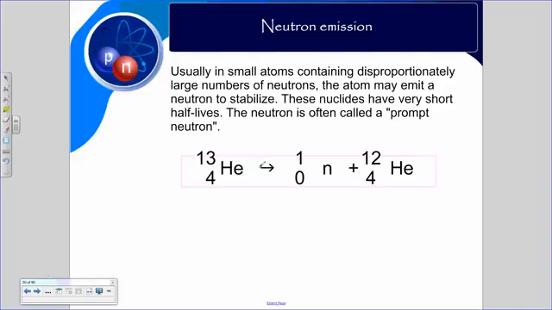Simple neutron emission simply means a neutron is ejected from the nucleus. This is very, very unlikely an earthly phenomenon. This is something that happens in very rare scenarios when you have an overabundance of neutrons, that this atom can simply eject a neutron to become more stable. Okay? This is also known as a prompt neutron. This happens in particle colliders and things like that.